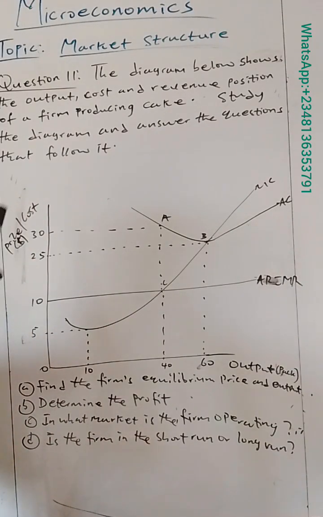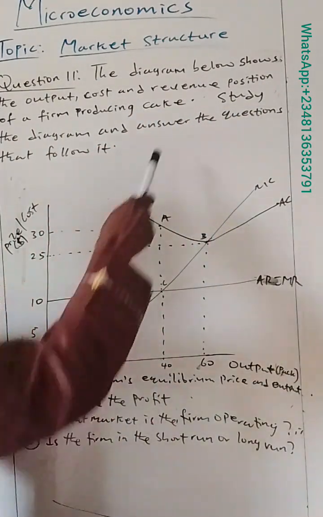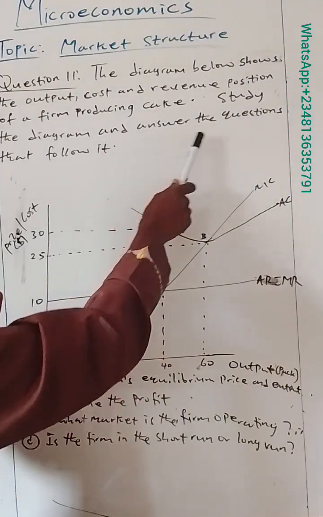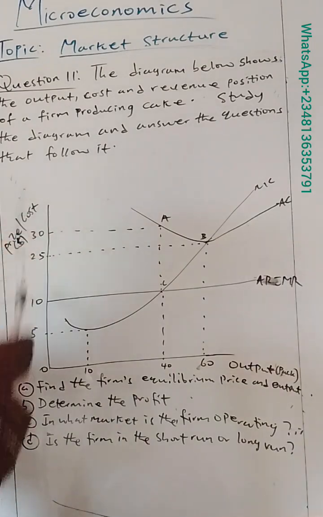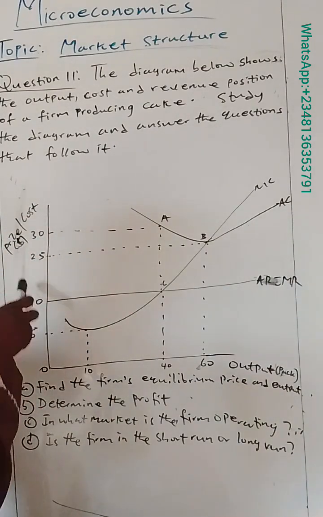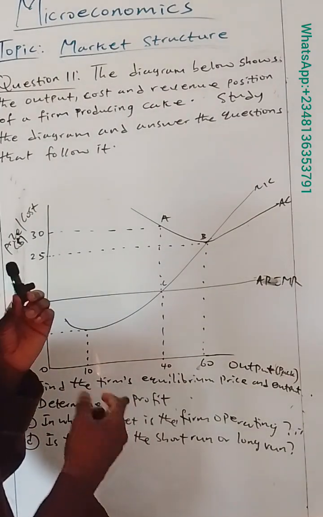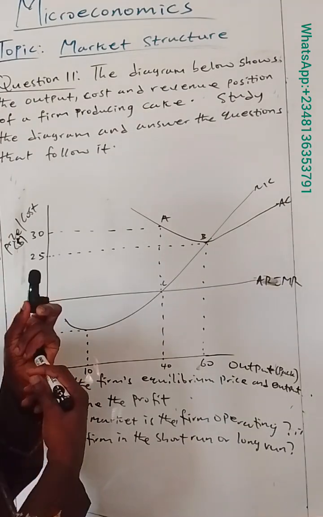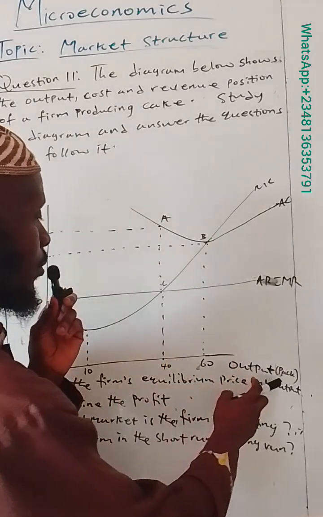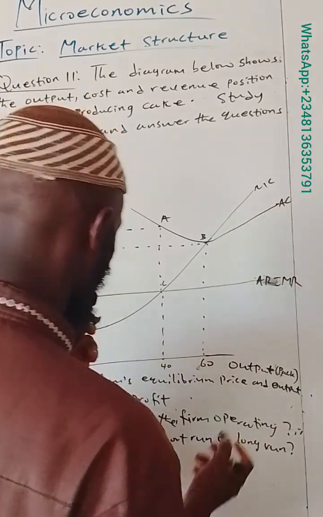The question says, the diagram below shows the output, cost, and revenue position of the firm producing cake. Study the diagram and answer the questions that follow it. Here is the diagram. On the y-axis here, we have price and cost in dollar. And here on the x-axis, we have outputs, okay? We have outputs in part.